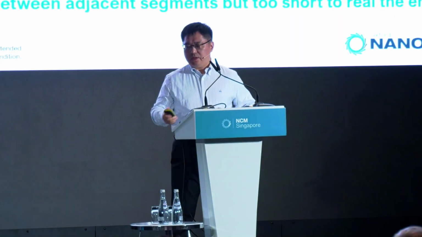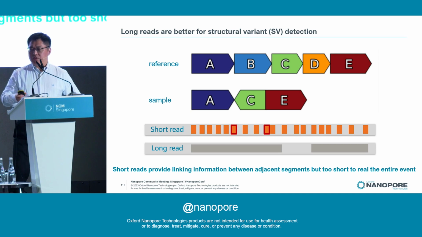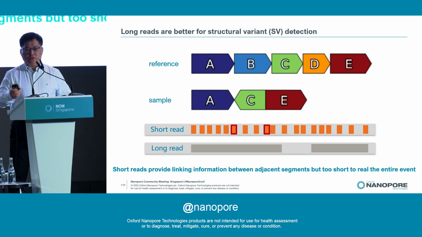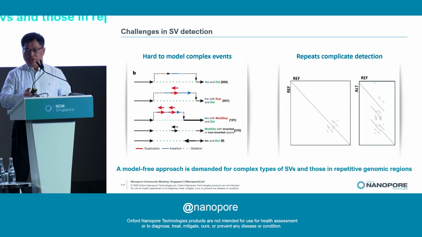Today I'm going to talk about a deep learning framework to detect structural variations. As you know, long reads are certainly better to predict structural variations. You can see that short reads provide linking information between adjacent segments, but miss the whole picture here. So we need long reads to detect the whole structural variations.